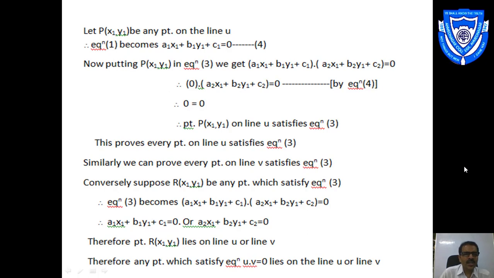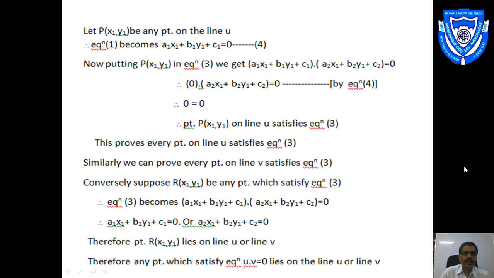Since point P whose coordinates are x1, y1 belongs to line U, of course it will satisfy the equation of line U, meaning equation 1. So in equation 1, x can be replaced by x1 and y can be replaced by y1. So equation 1 becomes a1 x1 plus b1 y1 plus c1 is equal to 0. Call this equation 4.